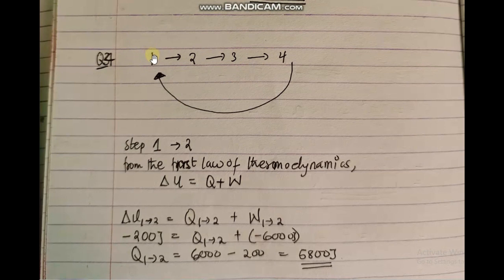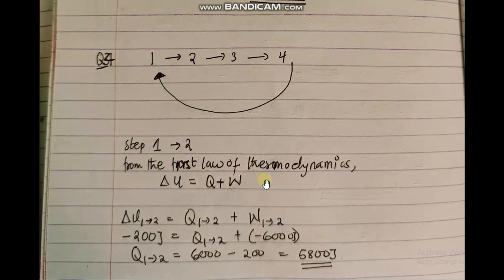I've summarized everything over here. The process starts from 1, goes to 2, from 2 it goes to 3, from 3 to 4, then from 4 it comes back to 1 and ends at 1. So let's see. We are going to be applying the first law of thermodynamics to solve this question.